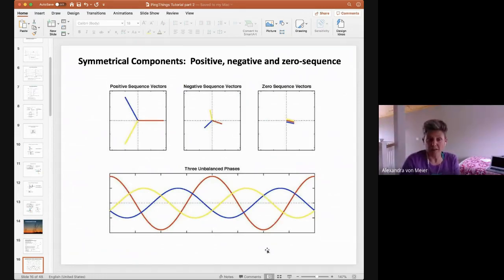So here's an illustration of how the three sets of sequence vectors would add up to create 3 unbalanced phases. And in this case, what you can see is that for the red phase, the 3 components all go in the same direction. So when you vector add them together, they tend to reinforce each other. So the red phase is bigger. Whereas with the yellow and the blue, you get a little bit of cancellation because you have components pointing in opposite directions. So the vector sum is a little smaller.